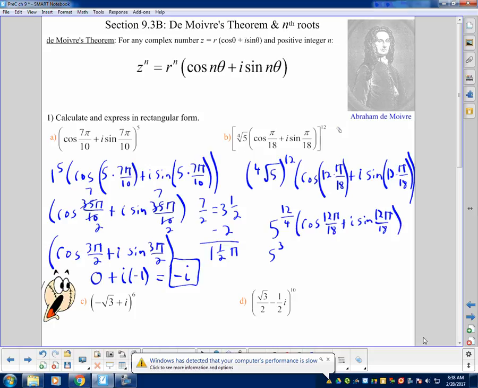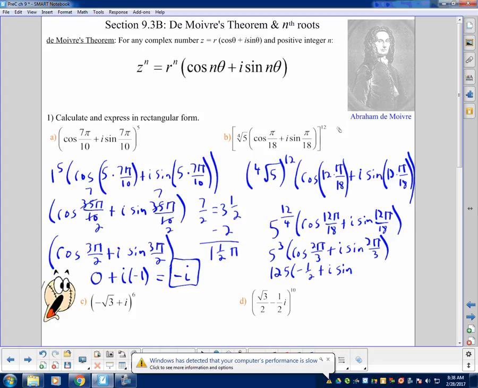So the 5 cubed times cosine 2 pi over 3 plus I sine 2 pi over 3. 5 cubed is 125, so I have 125. Cosine of 2 pi over 3 would be right up here. So you know what the cosine would be here? Negative 1/2. And so this is negative 1/2 plus I sine.